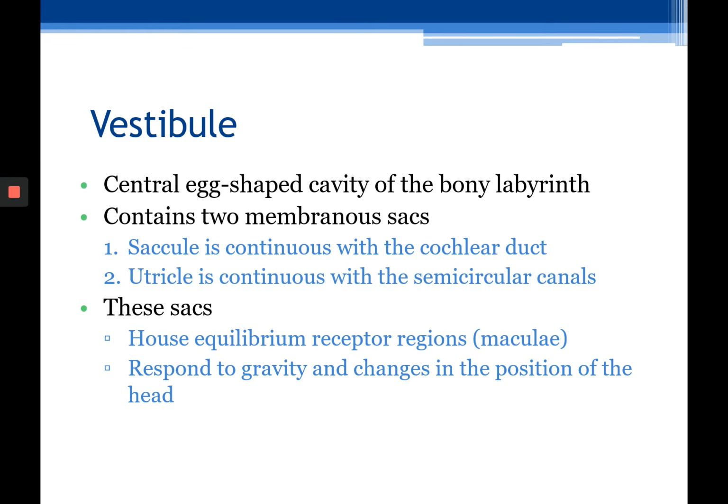Let's look at the vestibule more. So it is an egg-shaped cavity. It's a membranous labyrinth that sits within the bony labyrinth. It has 2 membranous sacs, the saccule and the utricle. The saccule is continuous with the cochlear duct, whereas the utricle is continuous with the semicircular canal.